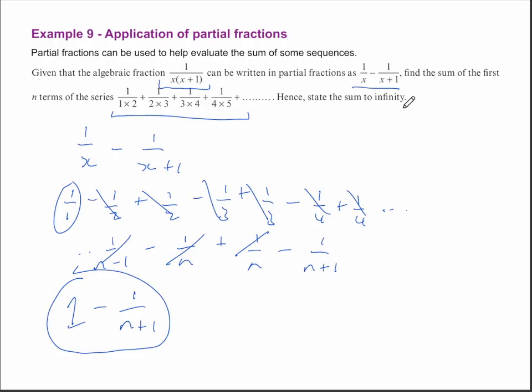When you're looking at it to infinity, this is when n goes to infinity. So what happens here is that the denominator becomes extremely large, making the fraction extremely small. And by extremely small, I mean very close to 0. Therefore, we basically will have 1 minus 0, which will equal to 1. So that will be the sum to infinity.